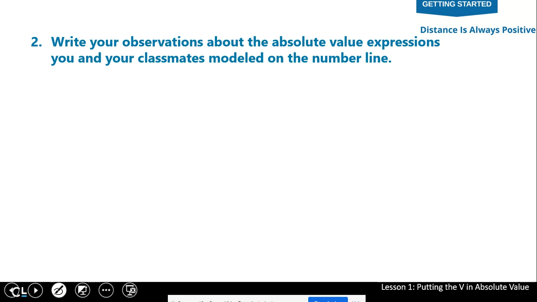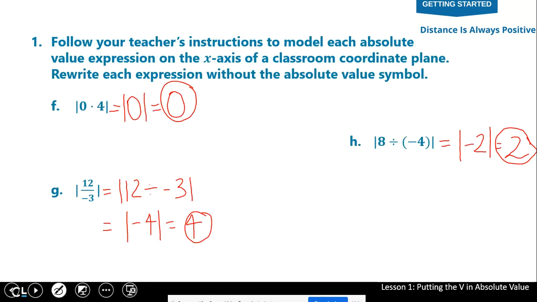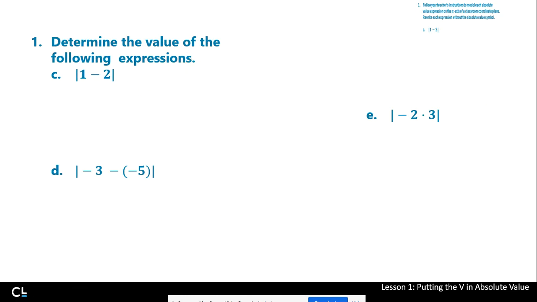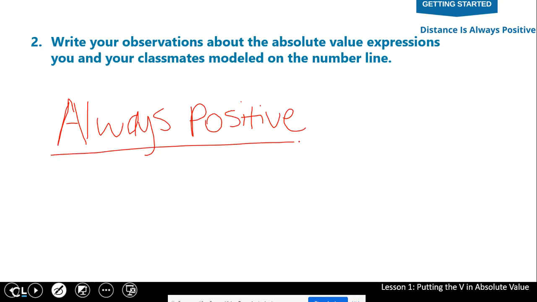So some observations about the absolute value expressions you and your classmates modeled on a number line. I forgot to delete this in the PowerPoint again. We did not model it on a number line, but distance is always positive is pretty much what we came up with today. Someone did even point out to me that most of the answers were even. So 4, 2, 2, 6, and 2 and 2. So only 1 and 0 were the odd ones out today. But distance is always positive, so absolute value is always going to be positive.